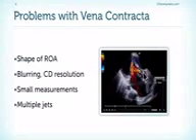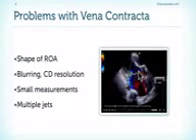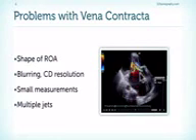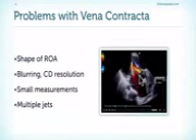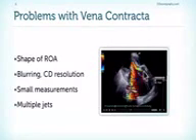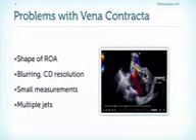Let's also not forget that the measurements that we're performing are in a very small range, somewhere between 3 and 6 millimeters. So those measurement errors are very important and can also lead to misgrading of the regurgitation. And finally, a problem we often see is that patients have multiple jets. So in these situations, we cannot really use the vena contracta to quantify regurgitation.